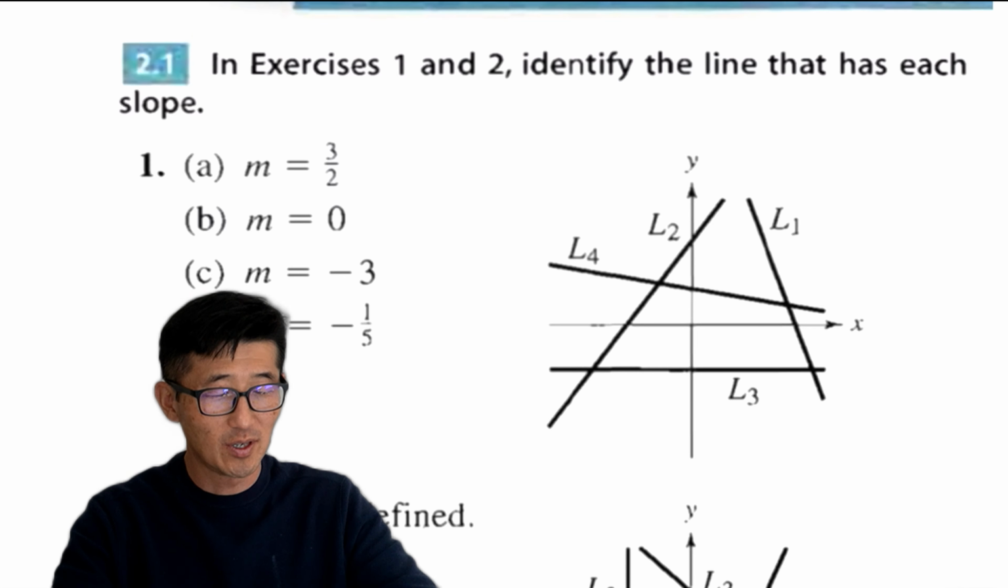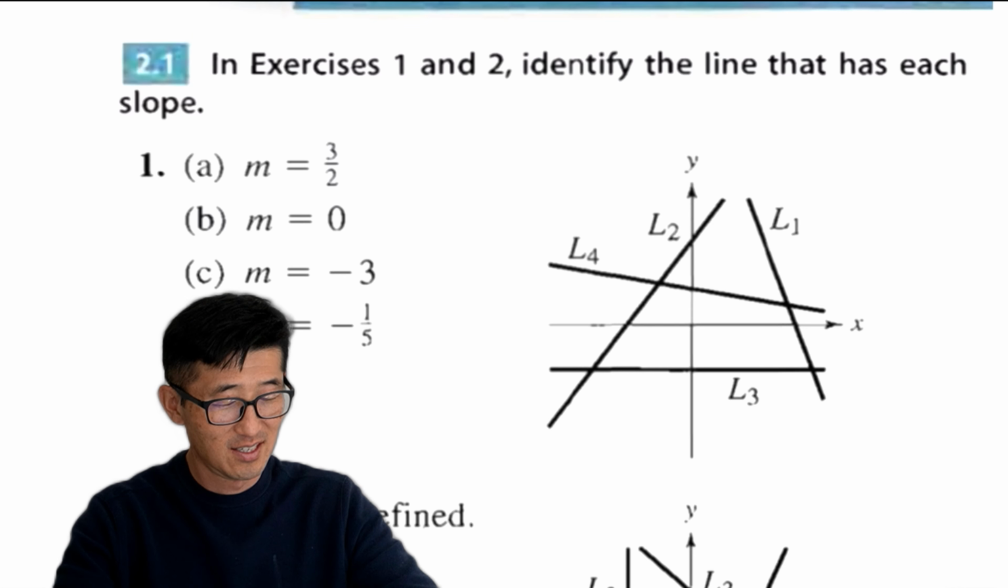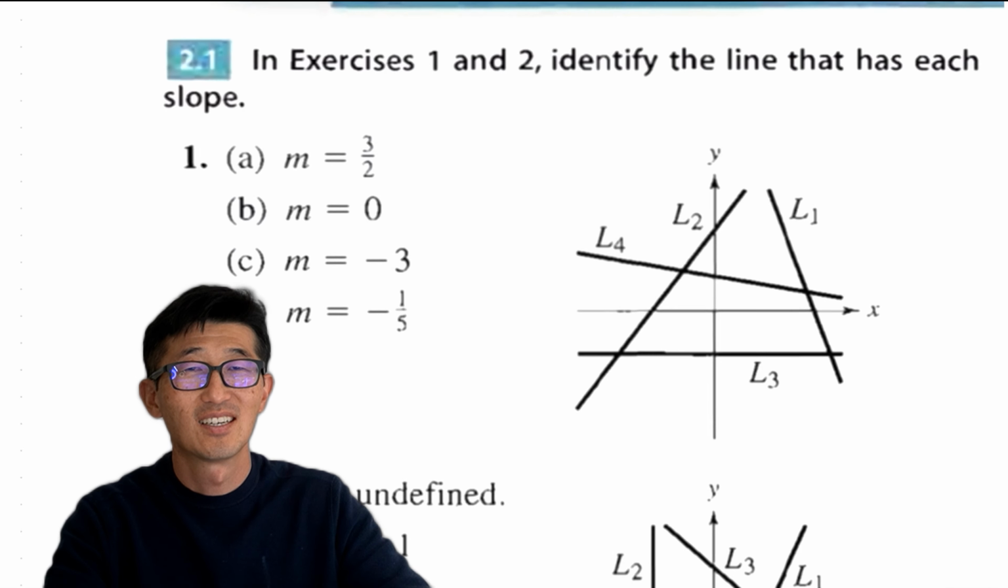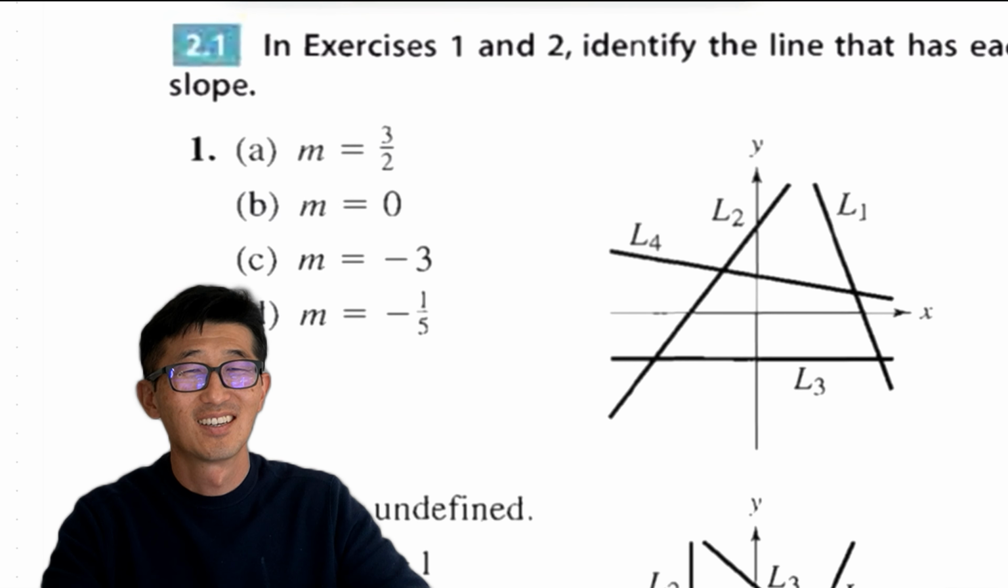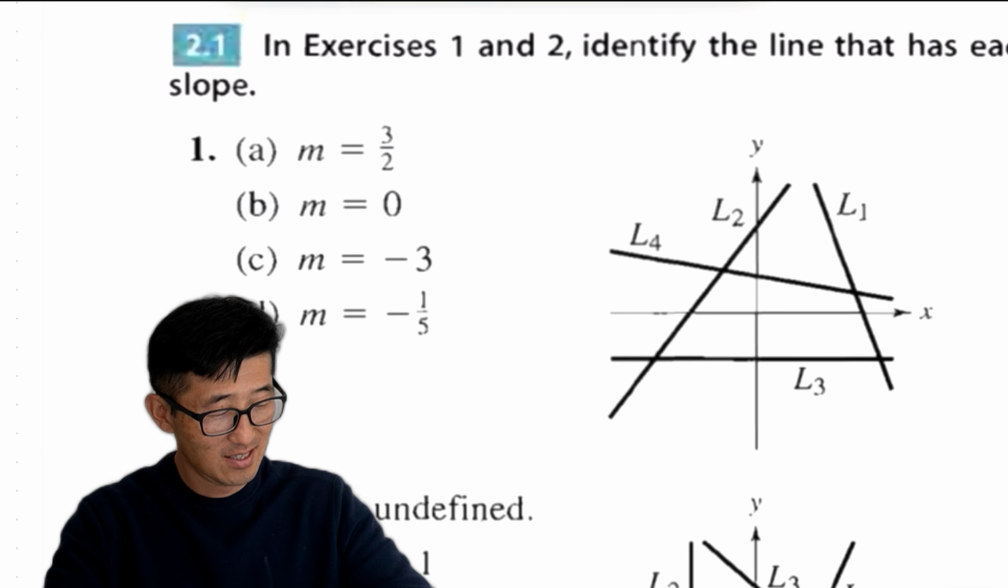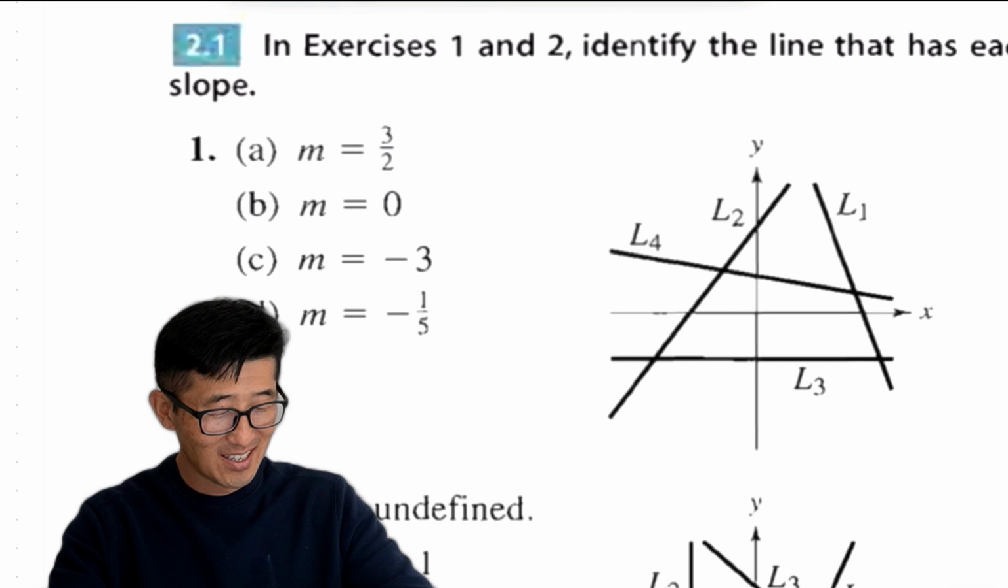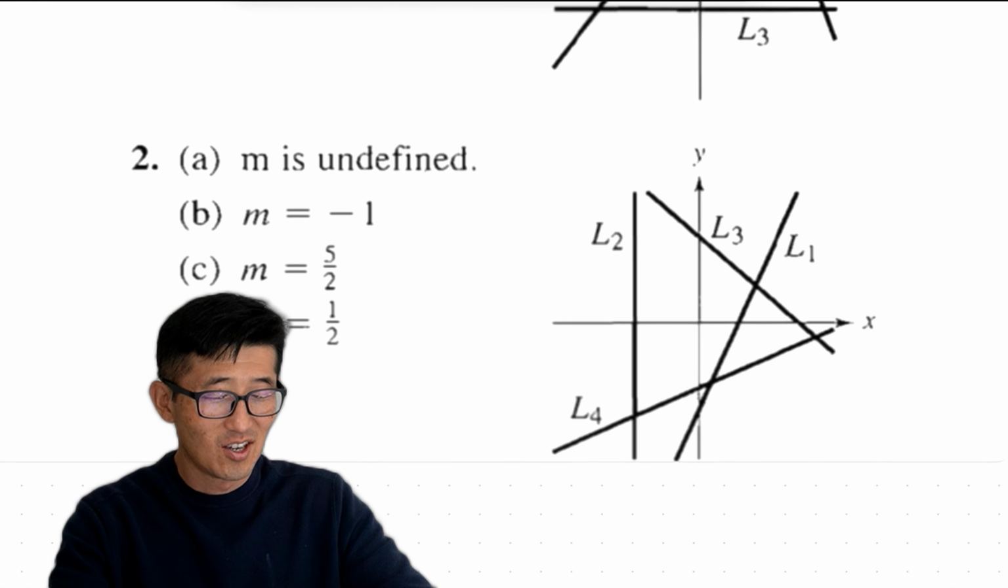Which one has a slope of -3? Are you asking me? Yes, Lily. L1. And which one has a slope of -1/5? Ian. L4. How did you get that? Wow. I don't know.